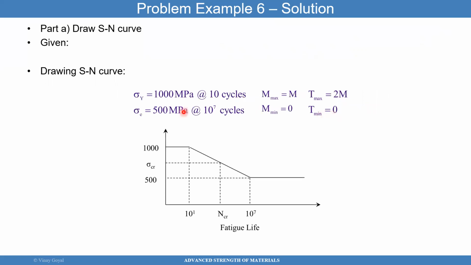Drawing the SN curve is easy. They give us the yield strength at 10 cycles, so that's 1,000 here and 10 here. That point can be drawn. They give us the endurance limit of 500, which means that any alternate stress below that should not cause failure. But they give us this point, 500 at 10 to the 7th. That describes this line. And they also told us that the moment varies from 0 to M, while the shear varies from 0 to 2M.